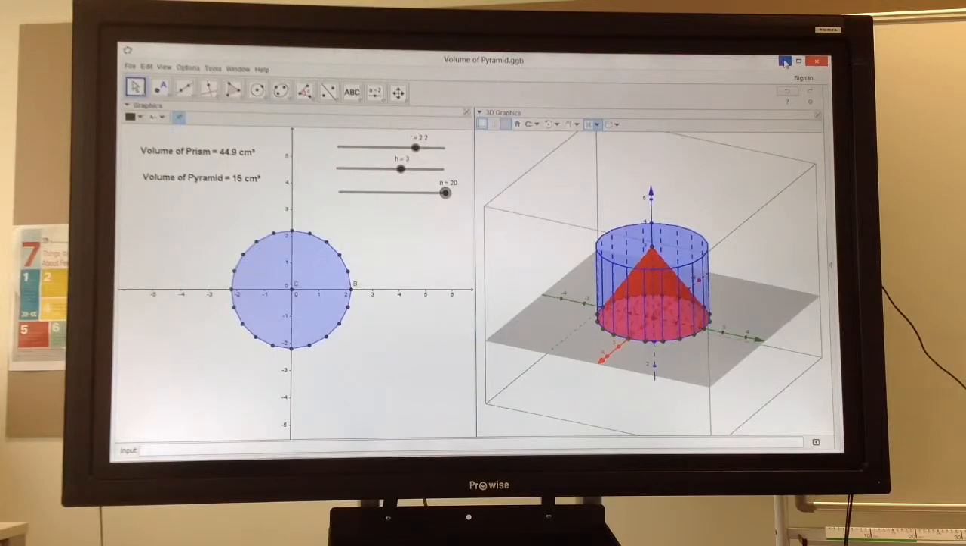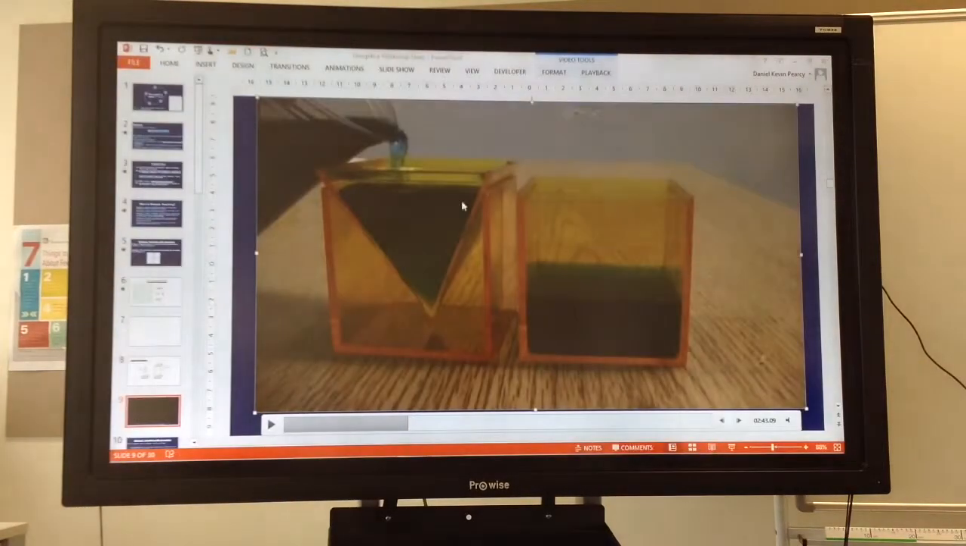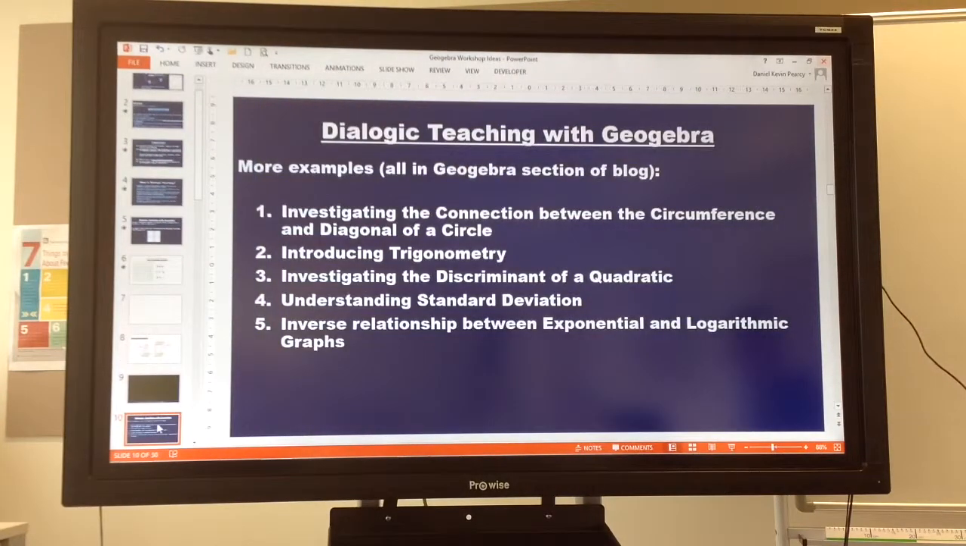So there's just 2 examples of dialogic teaching with GeoGebra, with making conjectures and confirming them with more and more data quickly on GeoGebra. And I've got lots more examples of doing things like this on my blog.